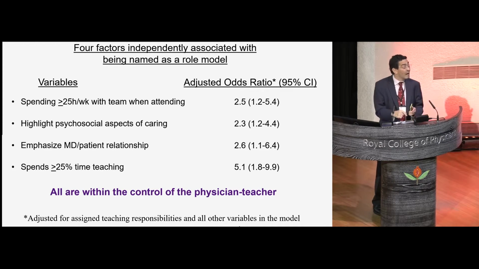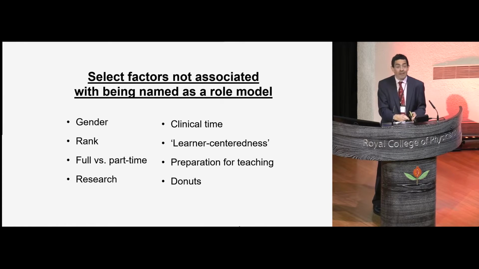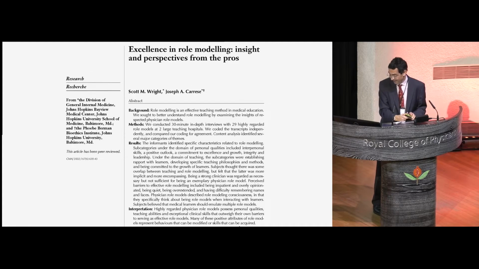So anyone, if they think about it, can become an effective role model. Things that weren't associated with being identified as a role model: gender didn't matter, academic rank didn't matter, how much time one spent in clinical or research, and bringing donuts to rounds, that didn't make you a role model either.